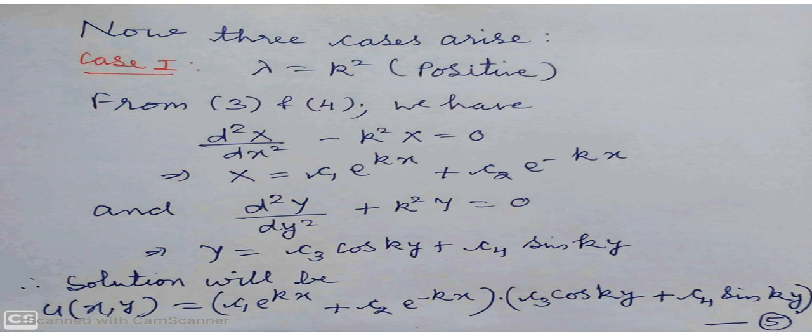Case 1: λ = k², that is positive. So from equations 3 and 4 we will have d²X/dx² − k²X = 0, whose solution is X = c1 e^(kx) + c2 e^(−kx), and d²Y/dy² + k²Y = 0, whose solution is Y = c3 cos ky + c4 sin ky. Here c1, c2, c3, c4 are arbitrary constants. Therefore the complete solution will be given by equation 5.